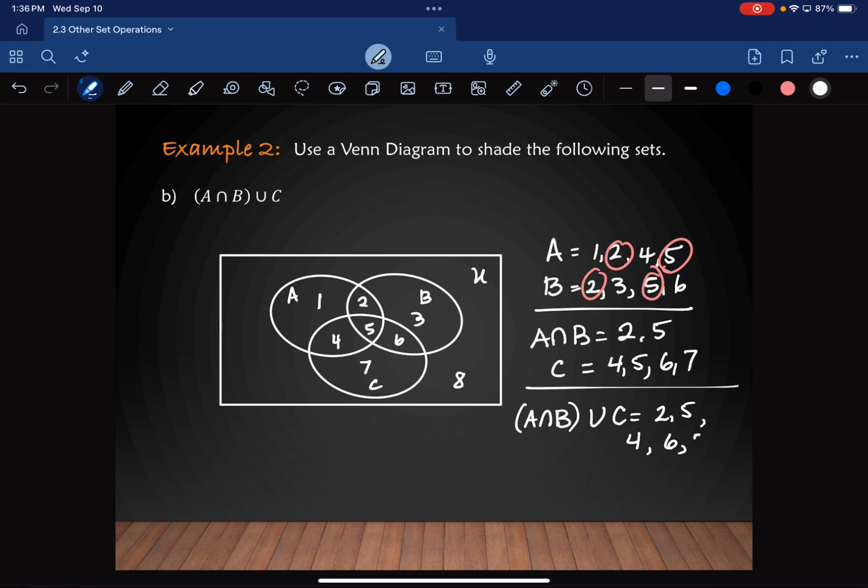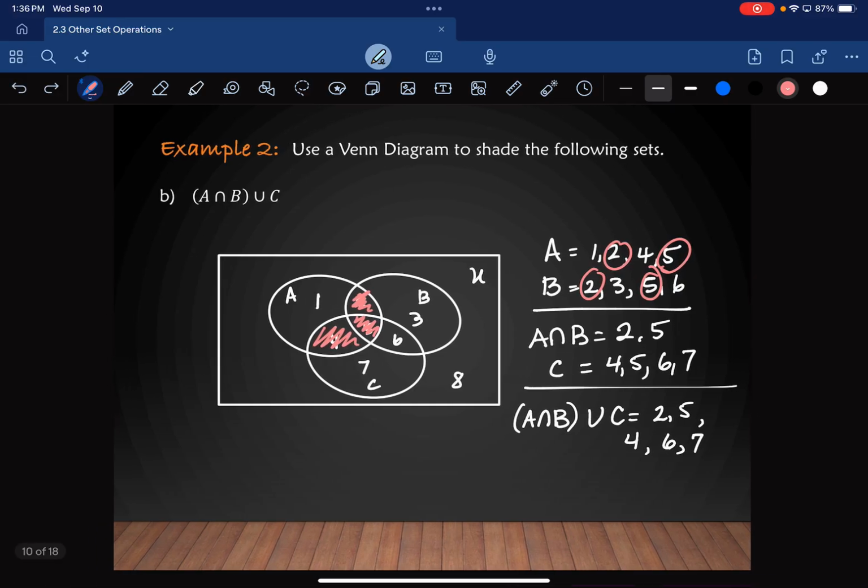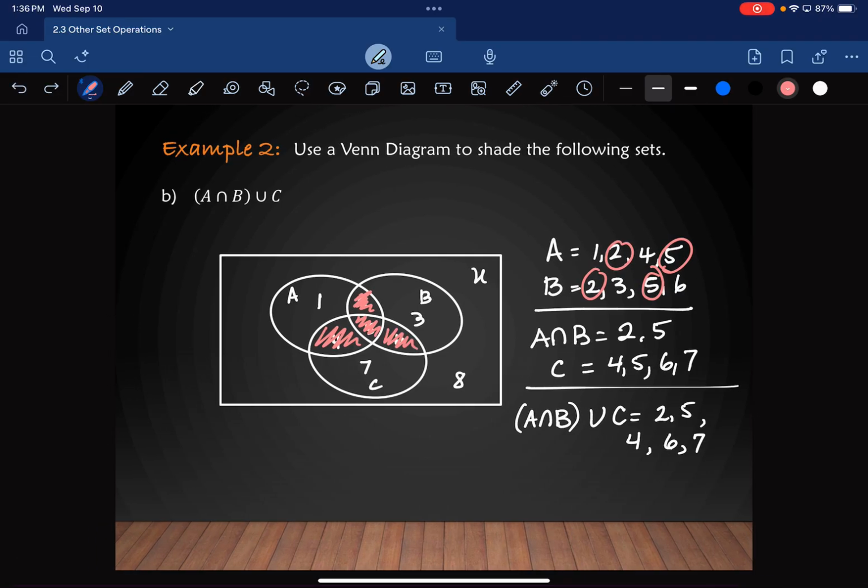Then 6 and 7. And I'm going to go back then, I'm going to shade each of these regions in that picture. So I have 2 and 5. And then I have 4, 6, and 7. And the shading part is the answer to the question I was asked.